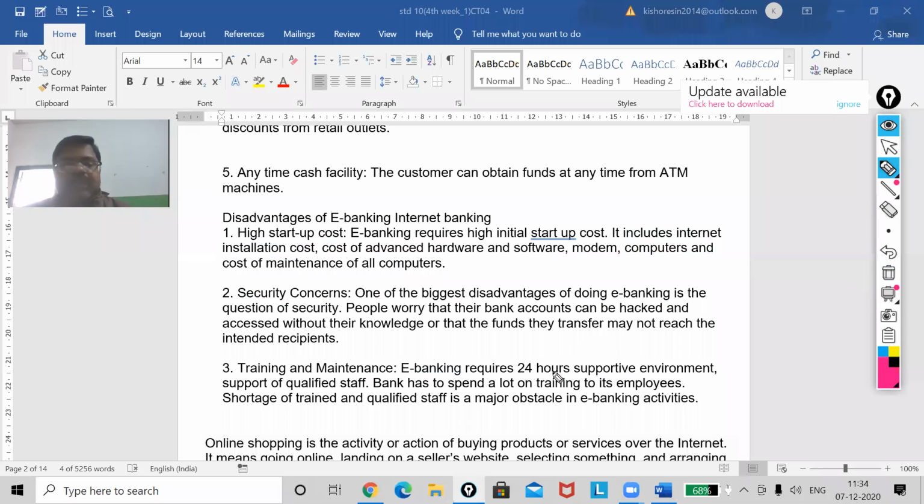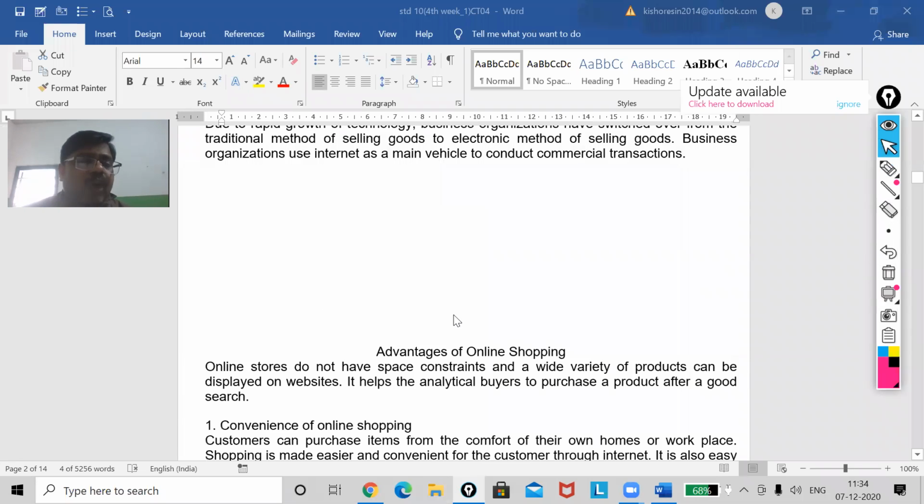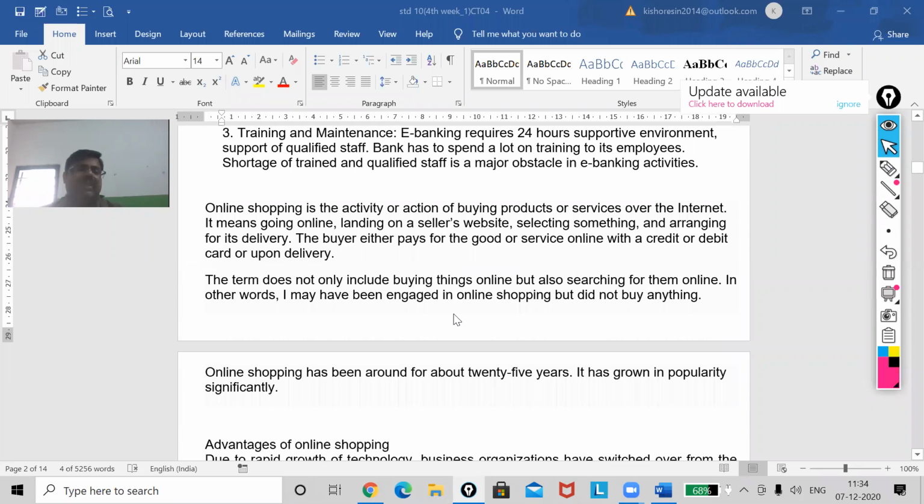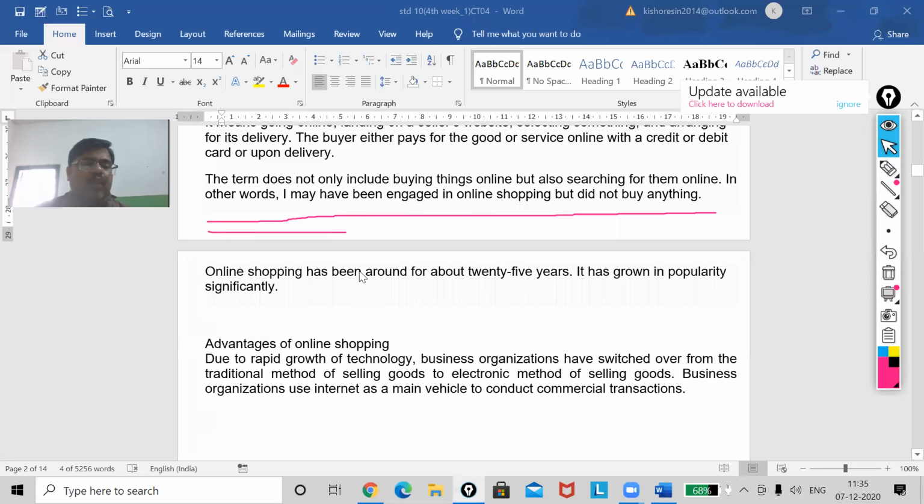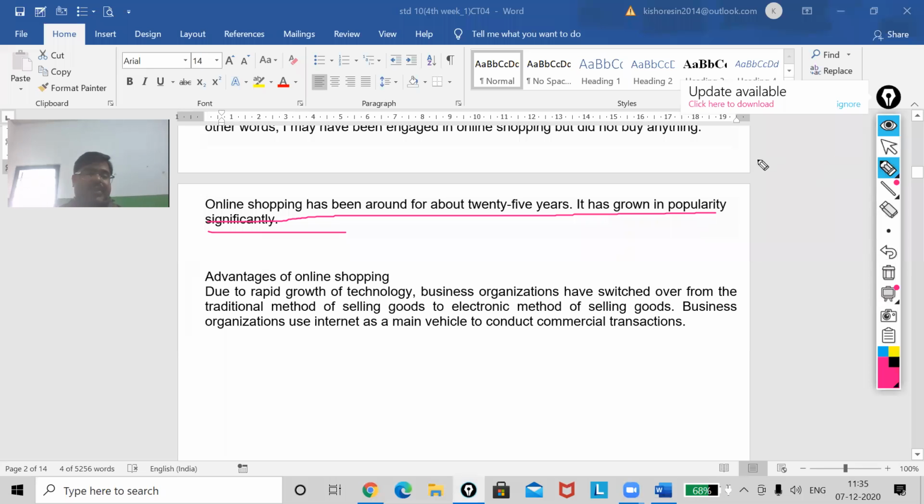Okay. Now, the next part is online shopping. I hope many of the students have gone for online shopping. Understood? Online shopping has advantages and disadvantages also. How you want to take it is up to you, my dear. Now, online shopping is the activity or action of buying products or services over the internet. It means going online and purchasing the goods. Now, when I'm talking about the advantages and disadvantages, what will come to your mind or my mind?